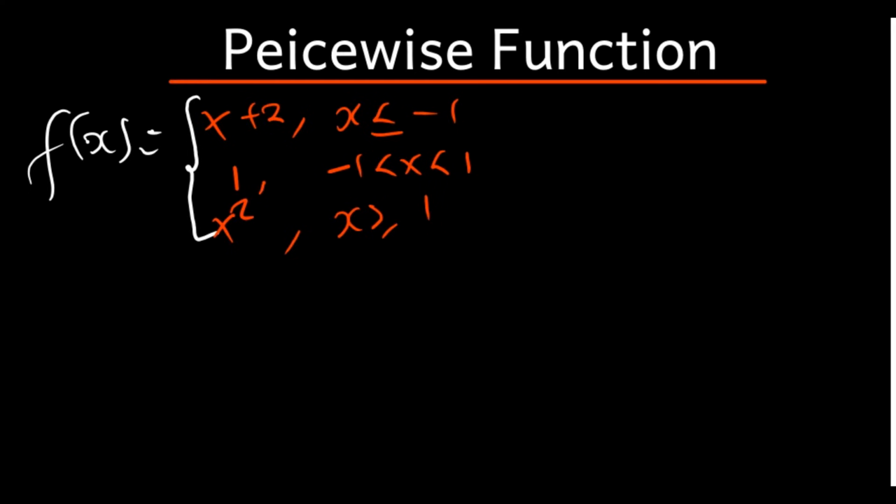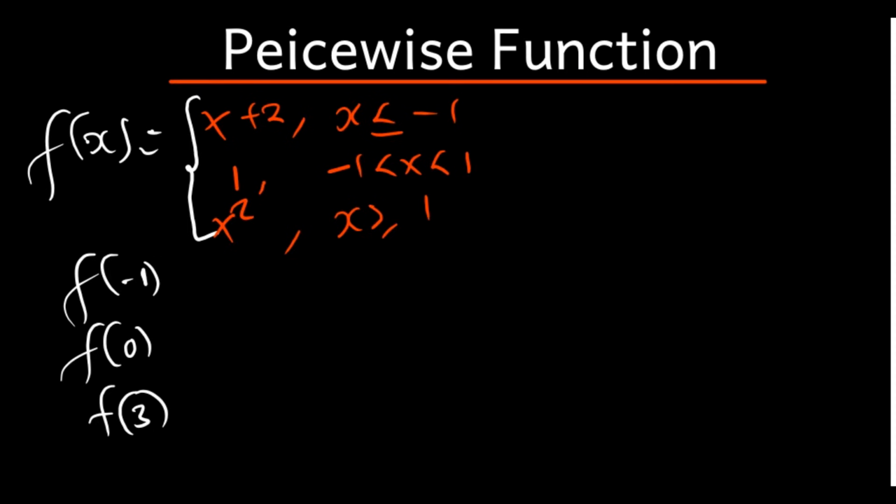Now here they're going to ask you to sketch this and maybe find the value. Sometimes they ask us to find f of -1, also find f of 0, again find f of 3. So how do we find that? Before we go any further, let's first sketch the function.